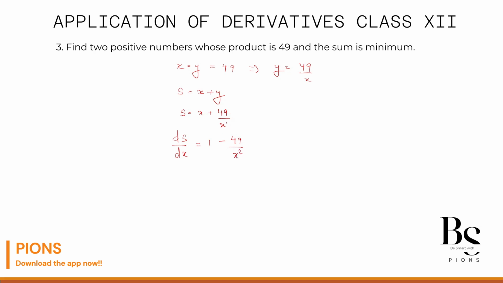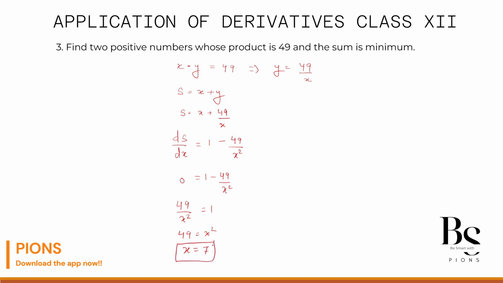Derivative of 1 by x is minus 1 by x square. Now, this ds by dx, that will be 0, equals 1 minus 49 upon x square. Let's take this 49 upon x square on the left hand side. It will be 49 by x square equal to 1, and 49 will be equal to x square.